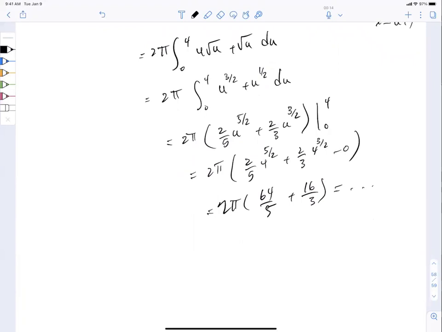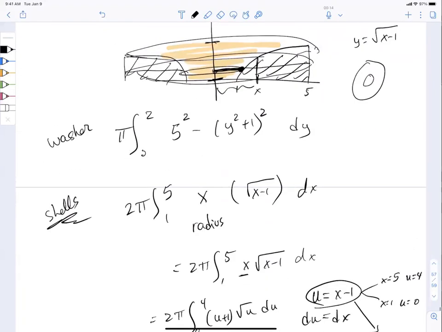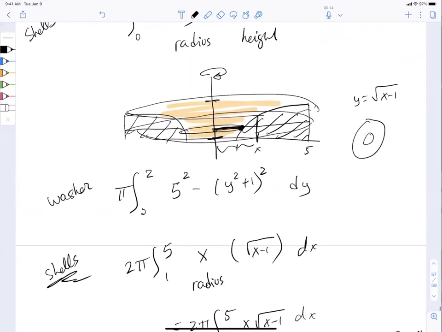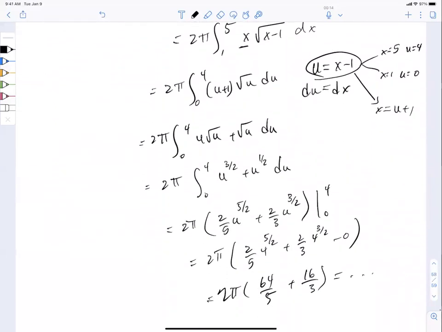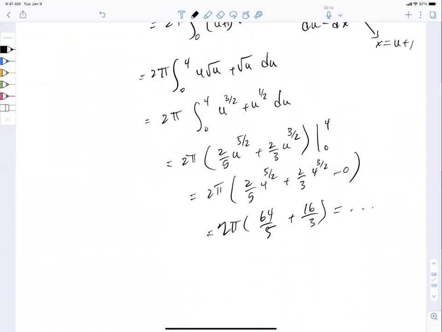Okay. So again, now I did these 2 methods, shell method and washer method. And you can check the answer. They should get the same answer for both of them. Okay. Now let's do that a little bit differently.